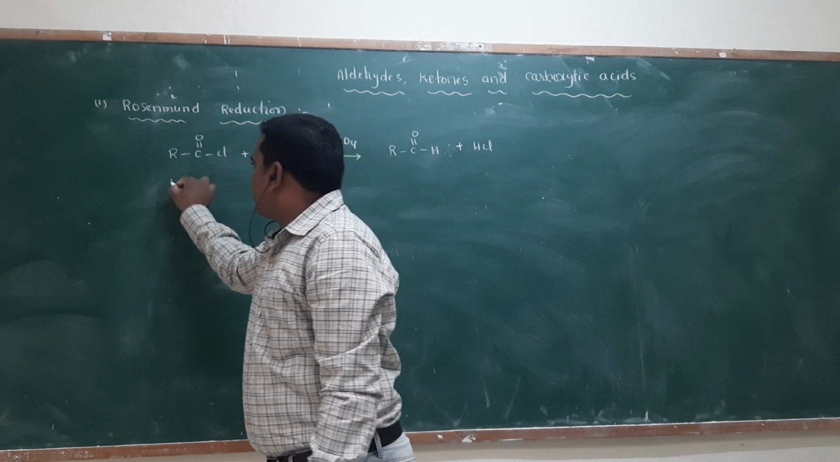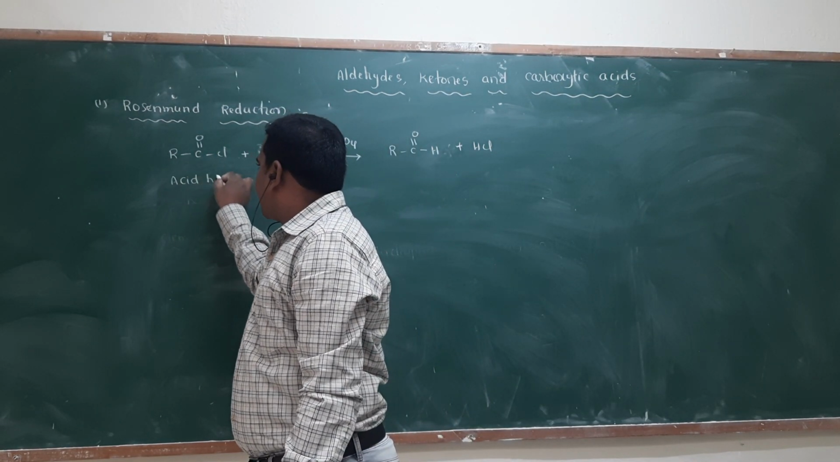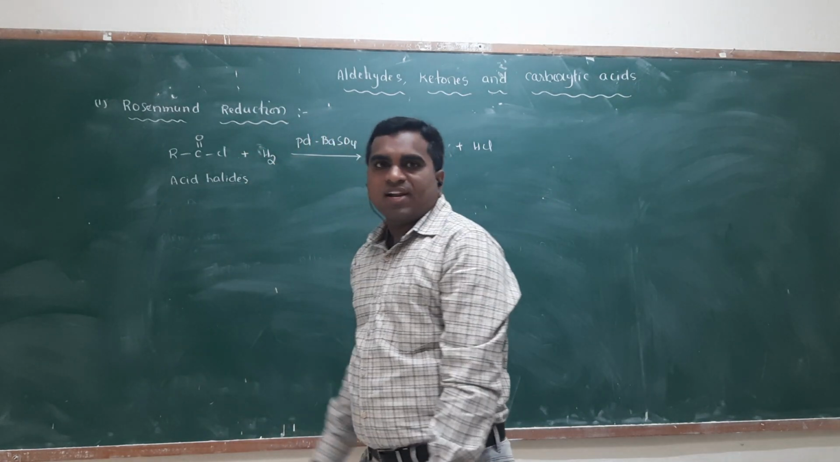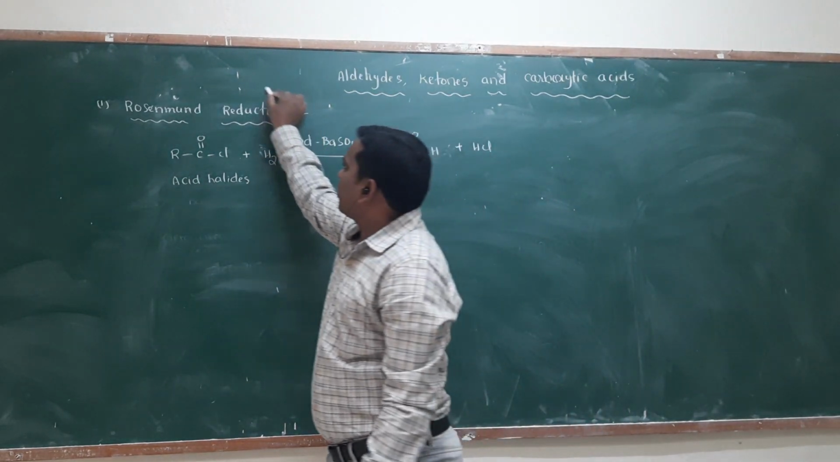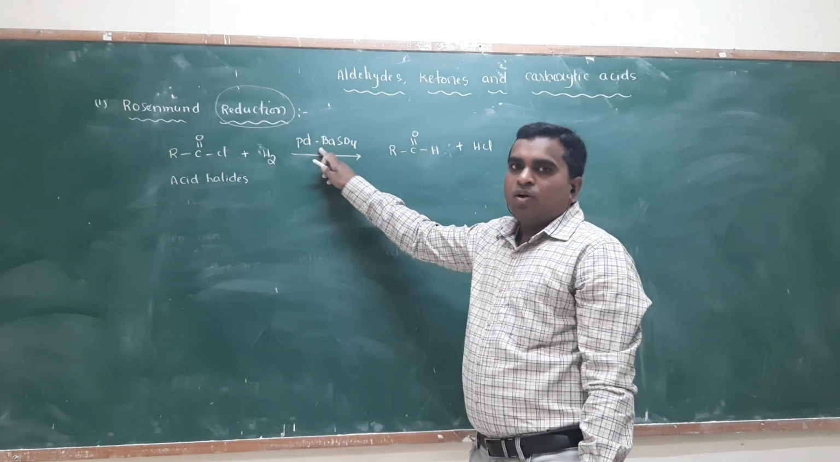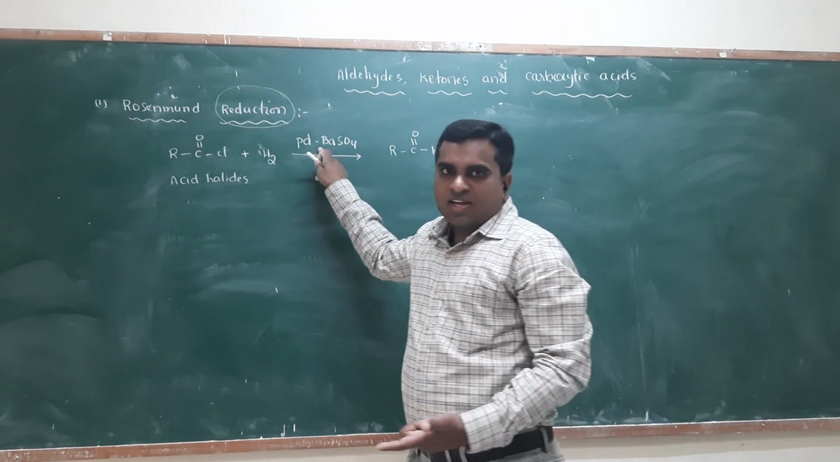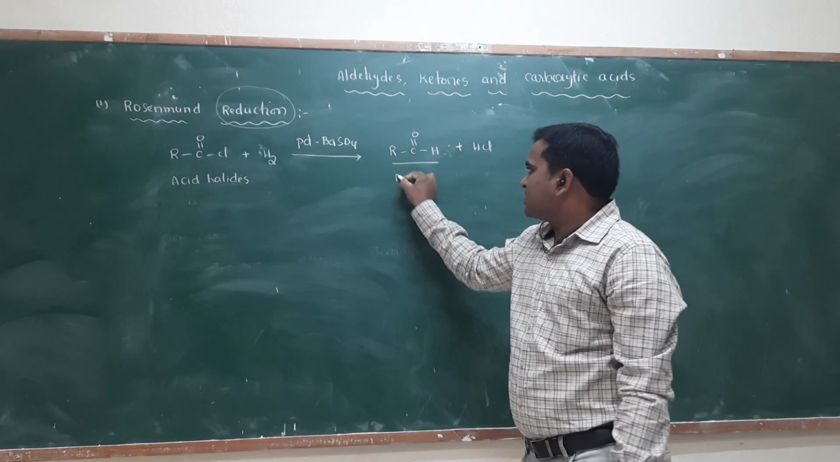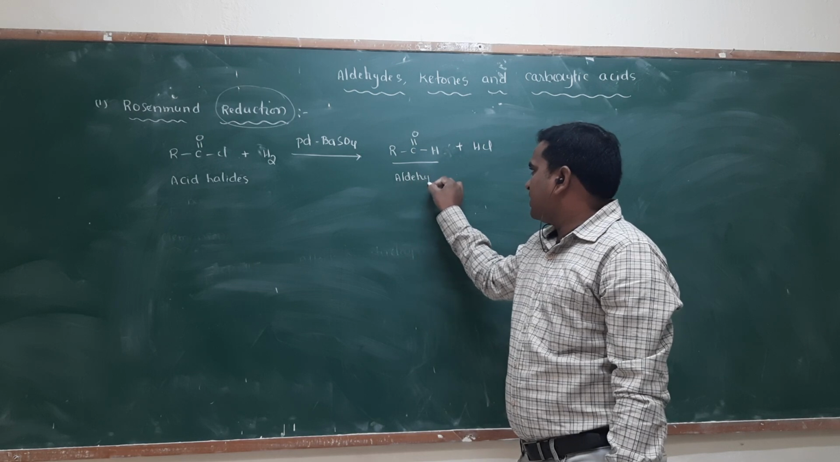So this is acid halides. Addition of hydrogen we will call reduction. That's why we call this the Rosenmund reaction. And this is very important. What catalyst are you using in this reaction? That is palladium BaSO4, and it gives aldehydes. This is what we will call aldehydes.